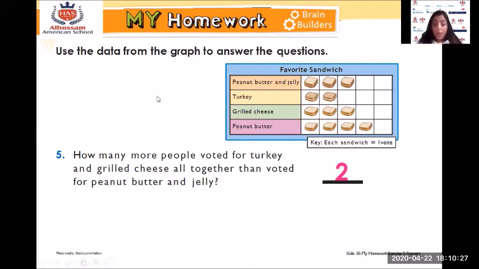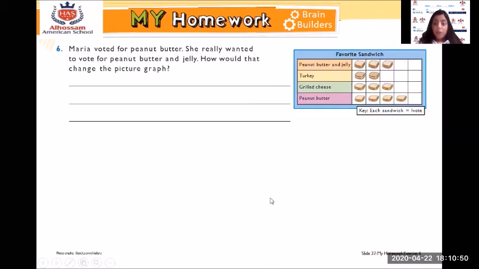Ask me about the number of people who voted for turkey and grilled cheese together. So I have to do this process first. I'm going to count turkey and grilled cheese together, 5, 2 and 3. Then I'm going to compare how many more than voted for peanut butter and jelly. So after that, I'm going to subtract 5 minus 3 equals 2.